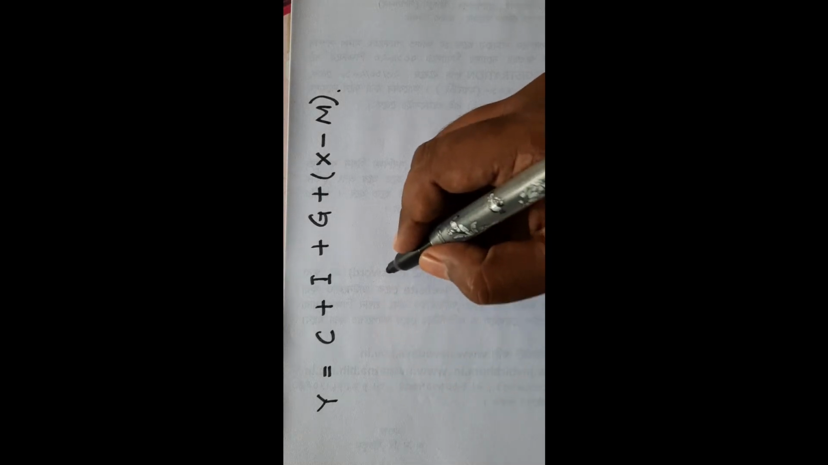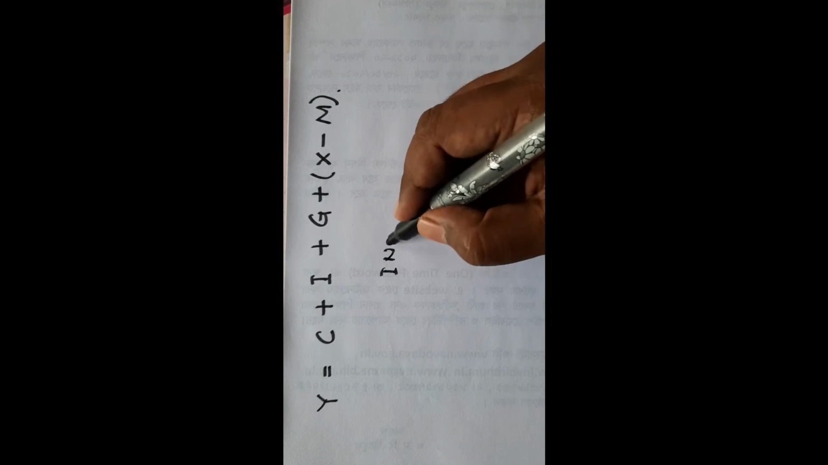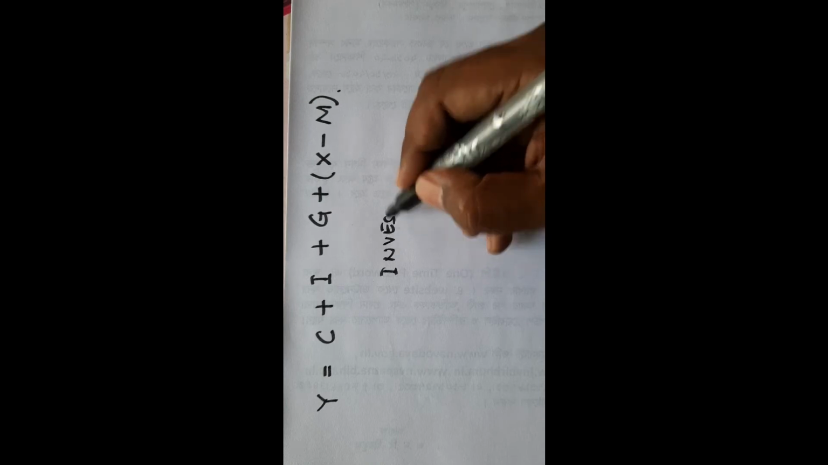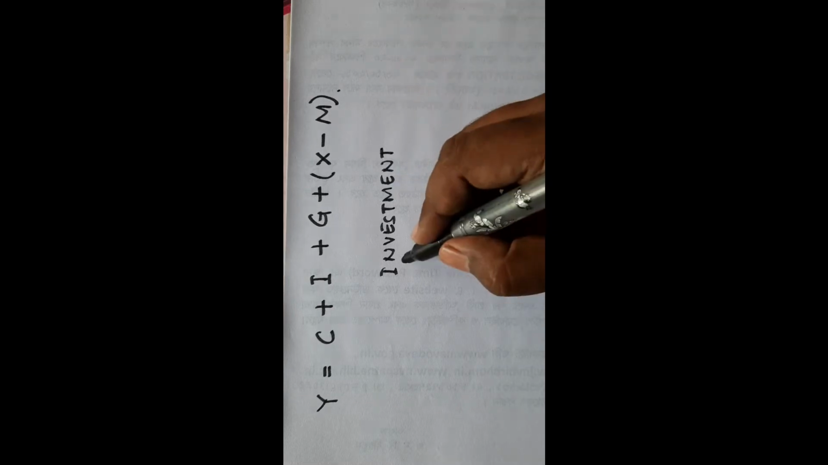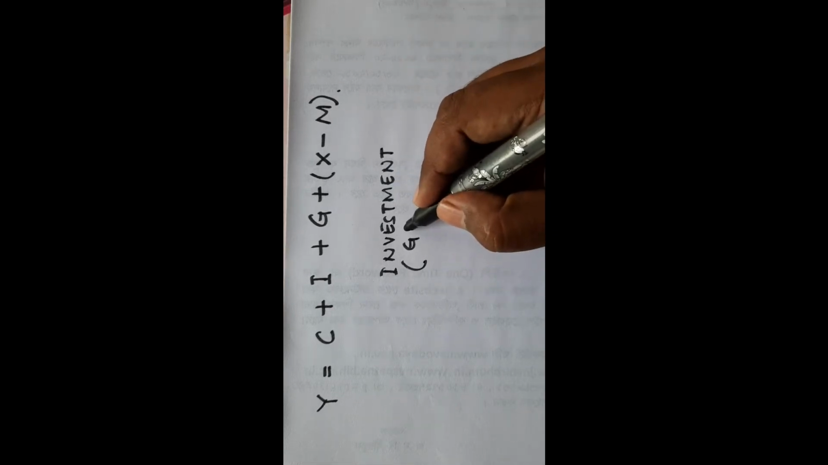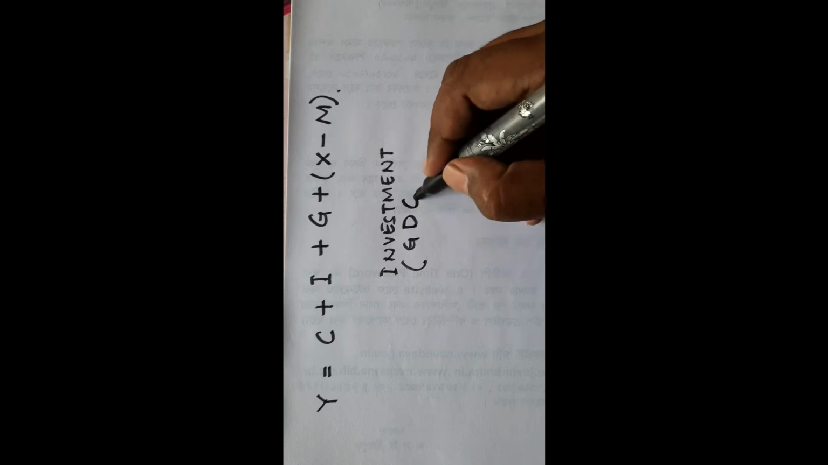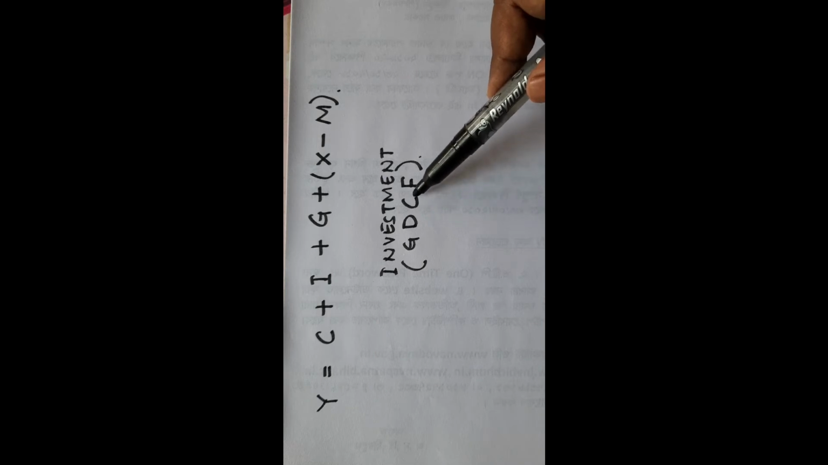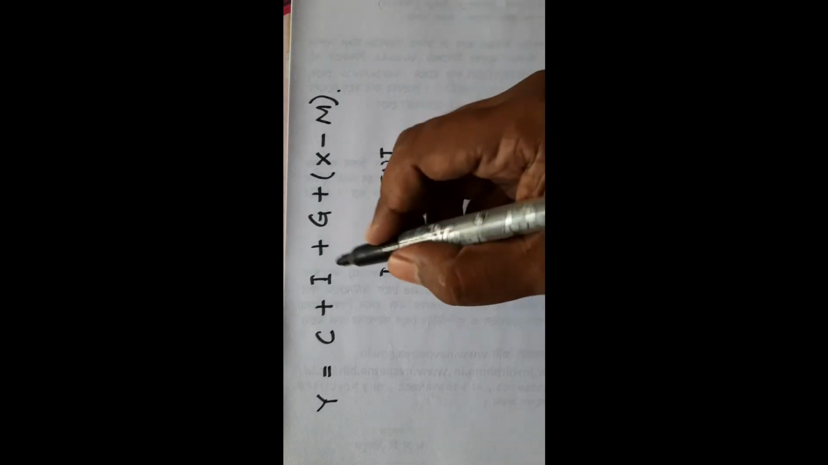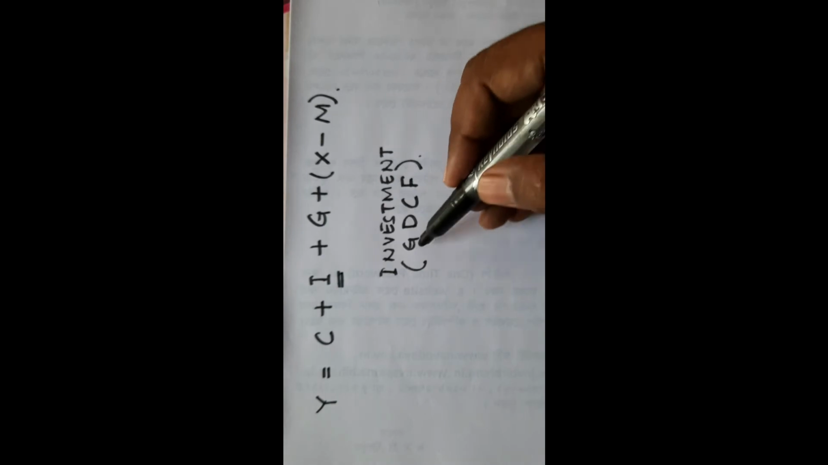Now in this equation we find the value of I. I means investment. Investment in this case is gross domestic capital formation. I am using the abbreviation so that we don't run short of space. So gross domestic capital formation is investment. So in the equation, I stands for gross domestic capital formation.